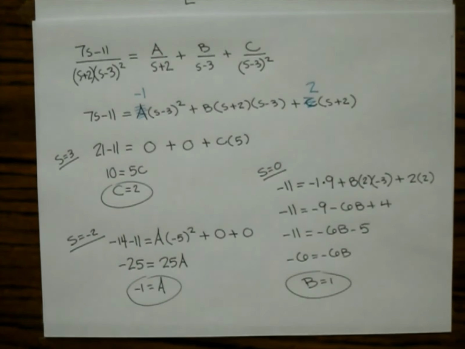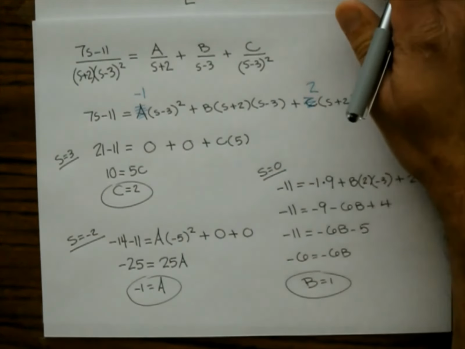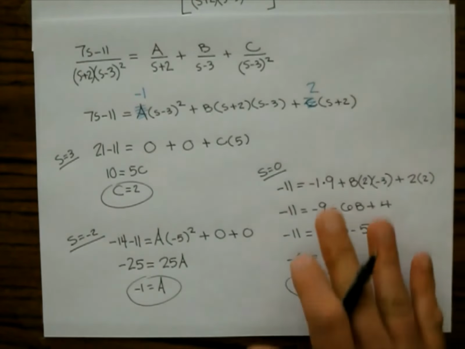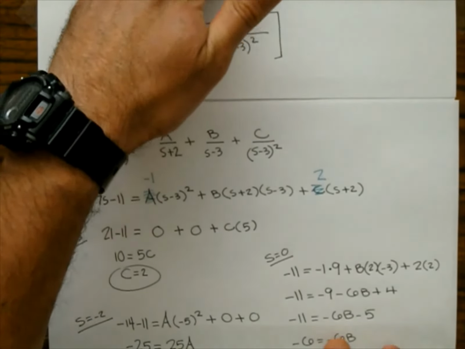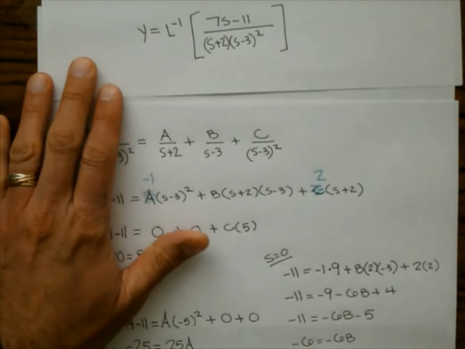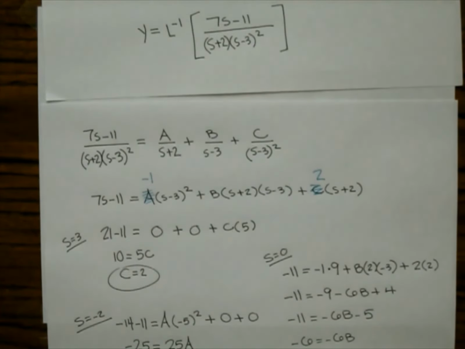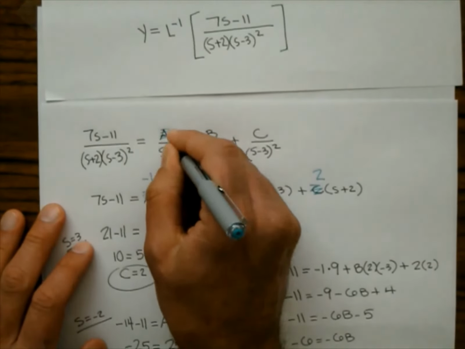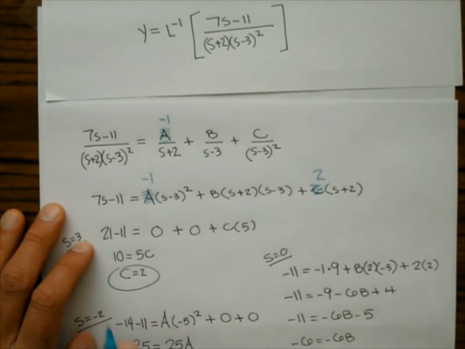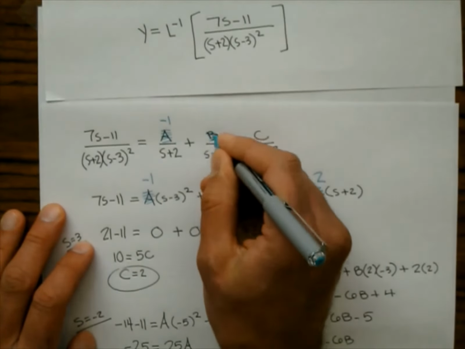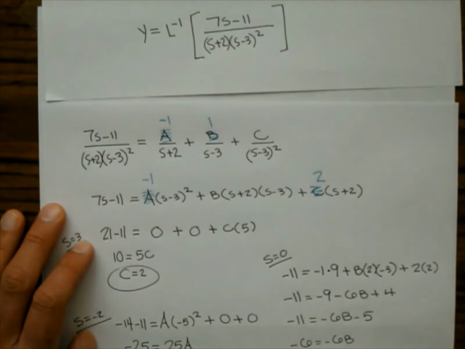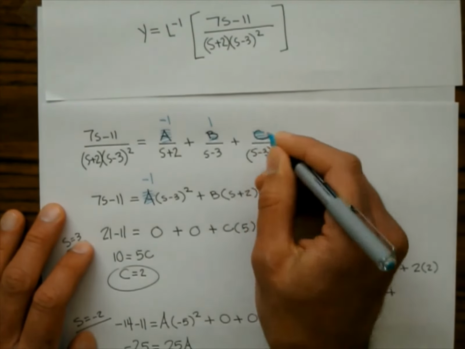So we are trying to do the partial fraction decomposition. Why? So we could figure out this right here, so we can figure out the inverse Laplace transform. So it looks like I have a is negative 1, b is 1, and c is 2.